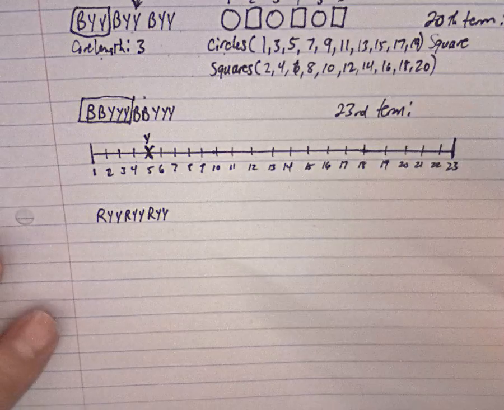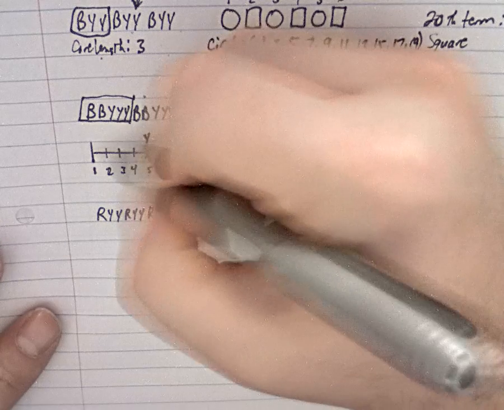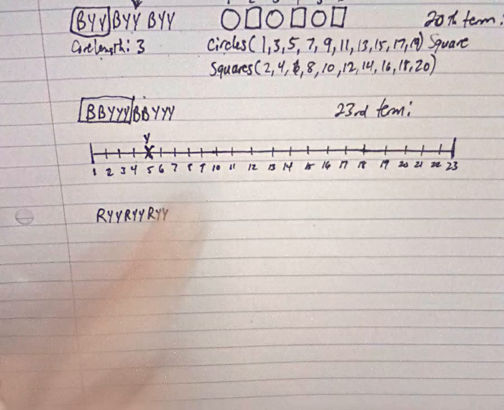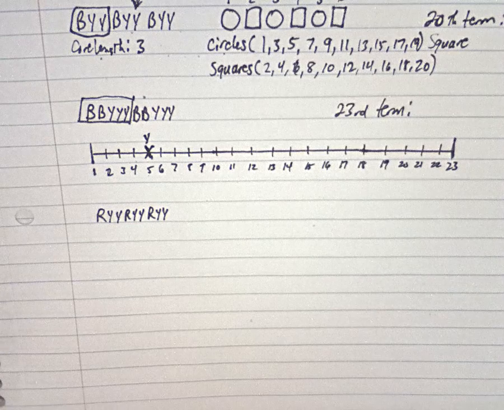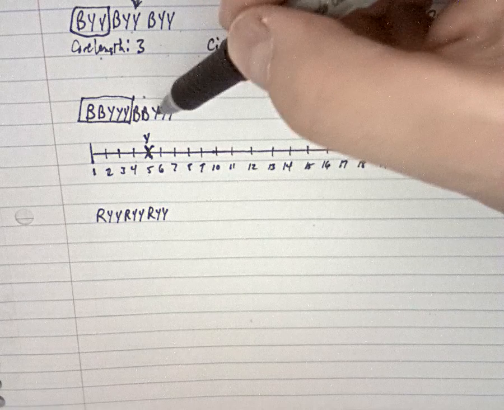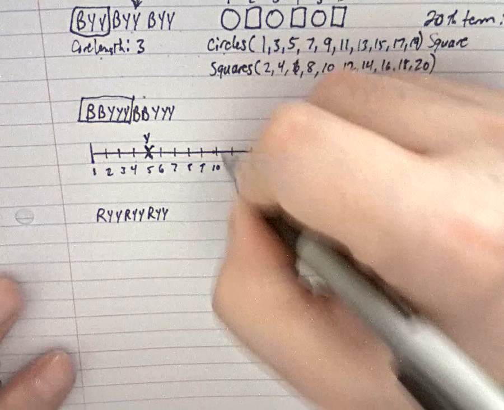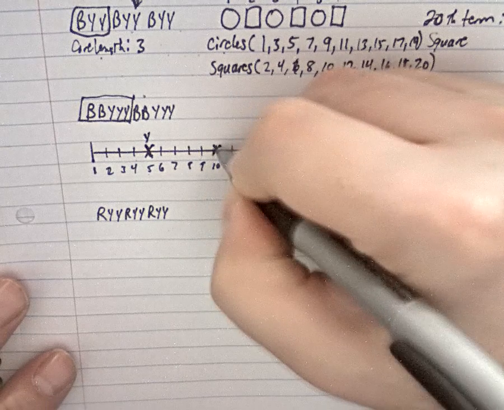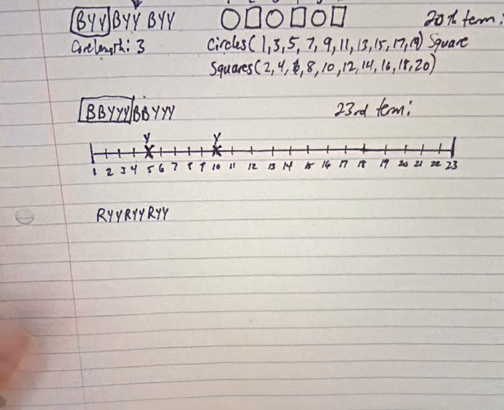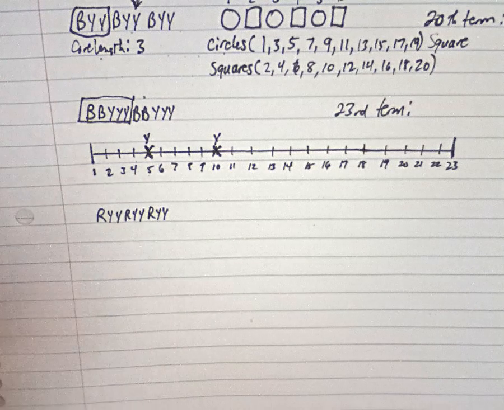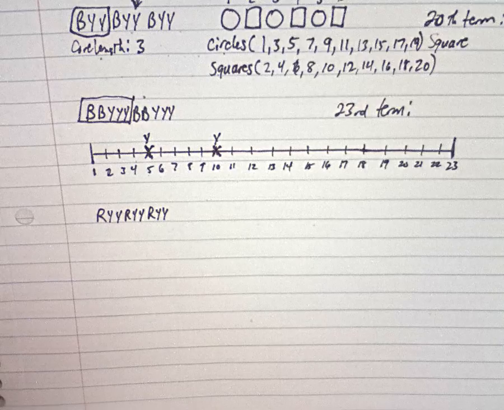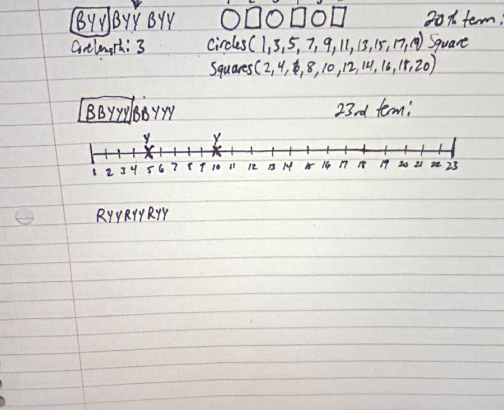Okay, and that's the core. Our core is 5 terms long. So if we go up 5, 6, 7, 8, 9, 10, because that's repeating in the core, we're going to mark the 10th one out, which is also a Y. So you notice a pattern here. We're going up by how many each time? 5, 10. You can pretty much figure it out. We're going up by 5s.